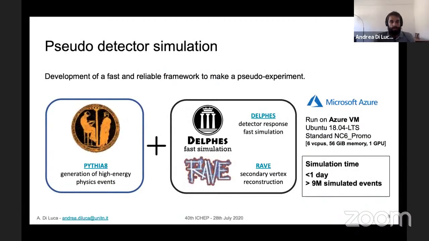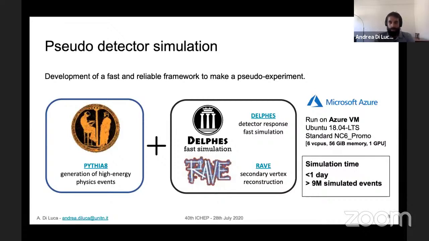So, concerning the simulation, we developed a fast and reliable framework for a pseudo detector experiment. You can see here we used PYTHIA 8 to generate high energy physics events. Then, to simulate the detector response, we use Delphes. And to add some information on the secondary vertex that is still missing today in Delphes, we use RAVE.